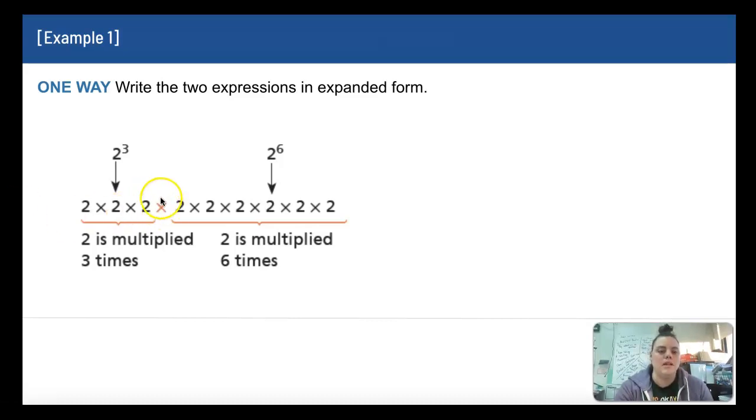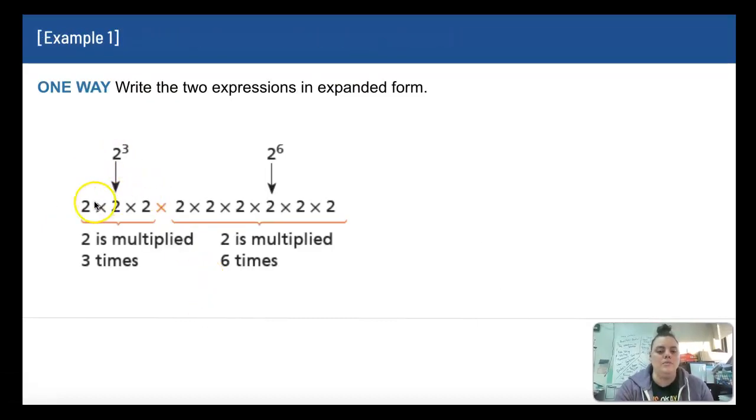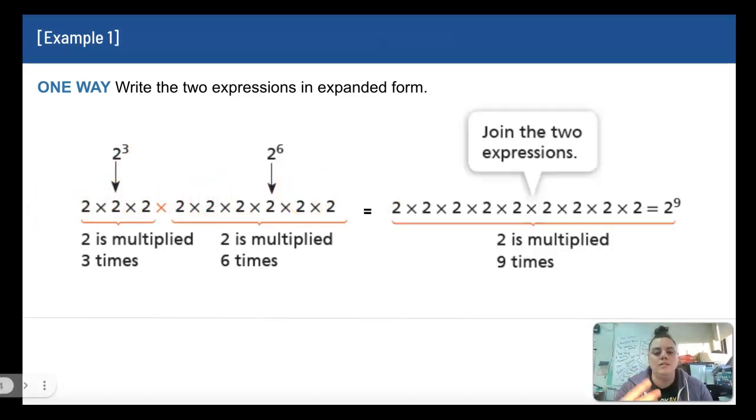So this is the multiplication sign that was right here. And then this is what 2 to the 3rd is, and 2 to the 6th. And then we can rewrite this because it's all the same. We end up having 9 2's being multiplied. So we say that it is 2 to the 9th. So here's that final answer. But that's a lot of work. We can do this a lot simpler.